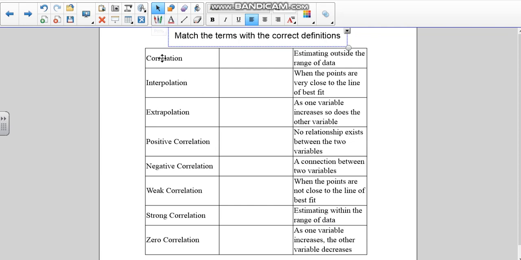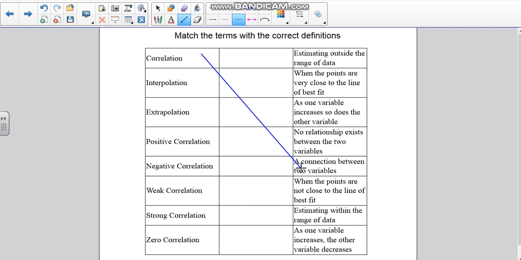So for example, correlation. Well, if you remember, correlation is when we're talking about two pieces of data that have a connection. Okay, so if we have a connection between two variables, that's what we're talking about. So let's just join that: a connection between two variables. So I can join it like that, or if you want to, you can print this off.